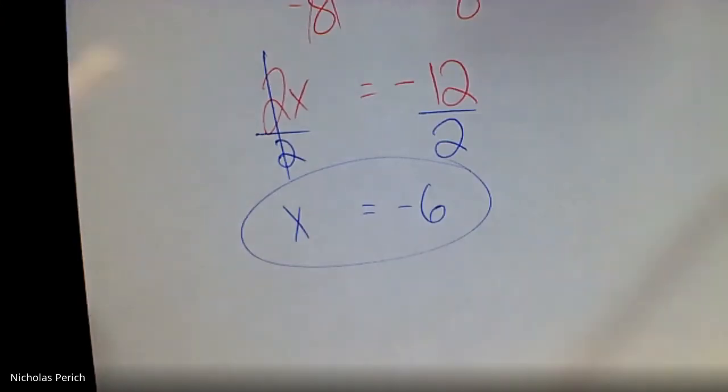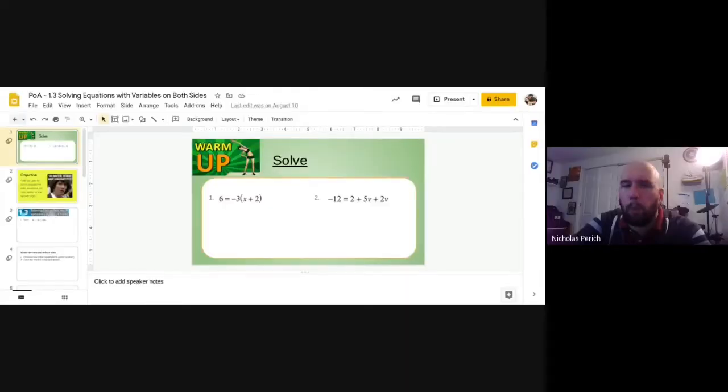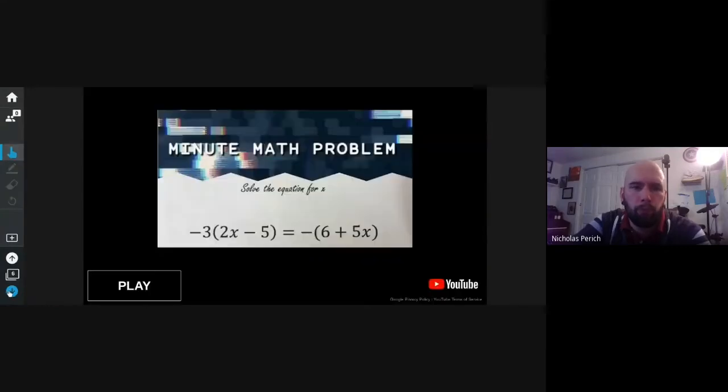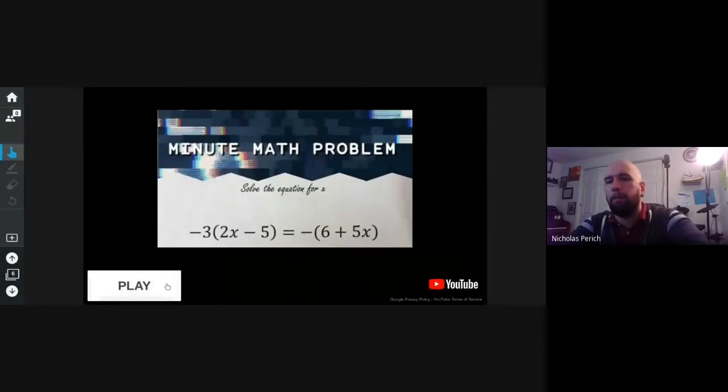Switch camera, because you don't want to stare at my hand. You'd rather stare at this. And let's go back to the presentation so you can see it a little bit. All right. No, wrong one. Sorry. I wanted to go to this one. All right. Let's watch a video. And this video is going to be taking what we just learned, and I'm adding distributive property to it.